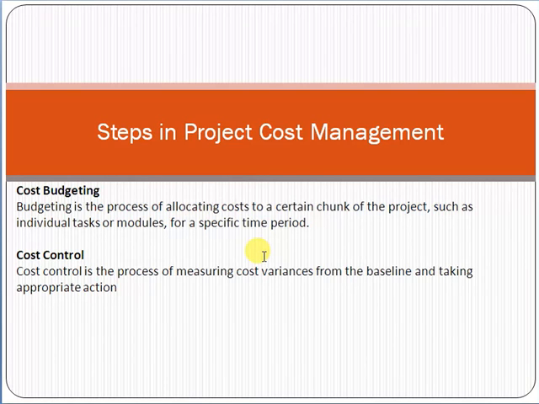So that means there are variances. You will obviously complete the project with a loss. So you must take corrective action so that you can complete the project within the required cost. So that is called the concept of cost control. That means measuring the cost variances from the baseline and taking the appropriate action.